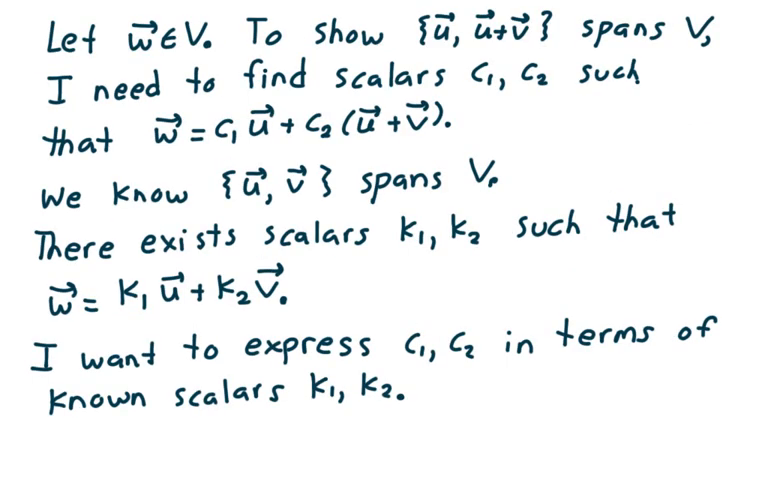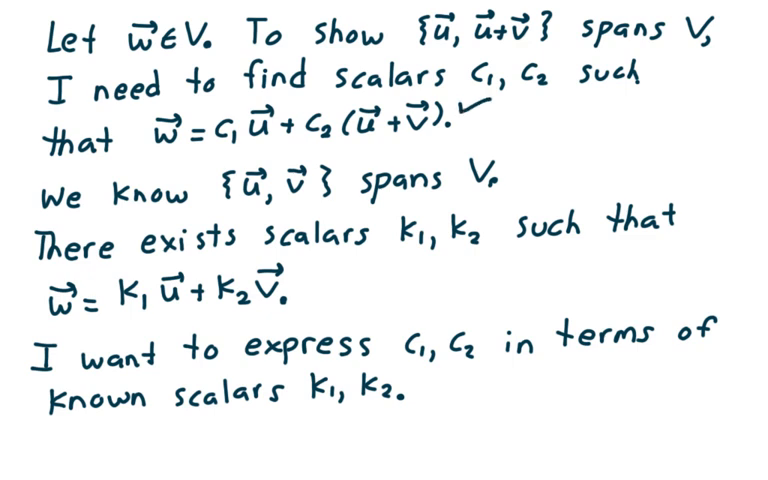So when I get here, I'm going to pick an arbitrary vector in V, and I called it W. To show that the set of vectors u and u plus v spans V, I need to find scalars c1 and c2 such that W is equal to c1u plus c2 times u plus v, right? That's what it means to span a vector space. Every vector in V can be written in terms of u and u plus v. So this is my goal right here.